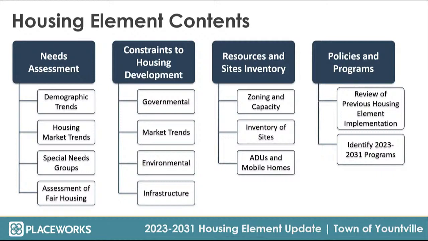Another section of the housing element has to do with constraints and making sure that we include how long it takes to get a building permit, how much it costs to get a building permit, and any other governmental or non-governmental constraints, in terms of making sure there's enough infrastructure to accommodate future growth, and if there's any environmental issues. So that's a more technical section of the document.